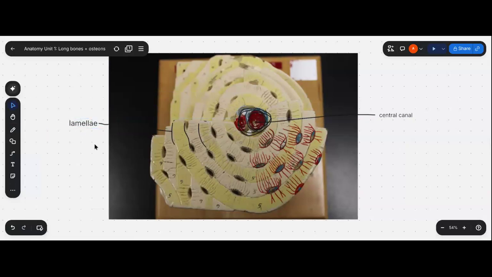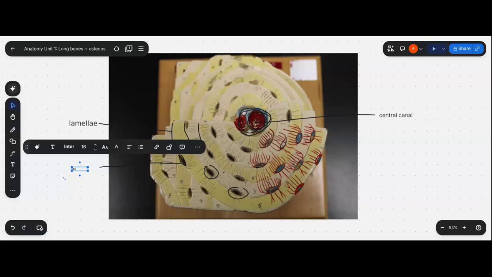Within, or I would say more like in between those layers, you have these little holes, one over here, there's one there. They kind of look a little bit like eyes. So these holes are your lacunae, all right? So that is what those are.